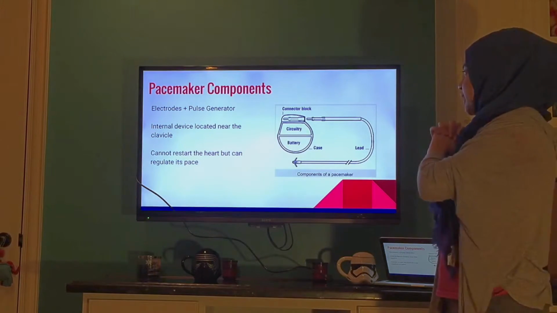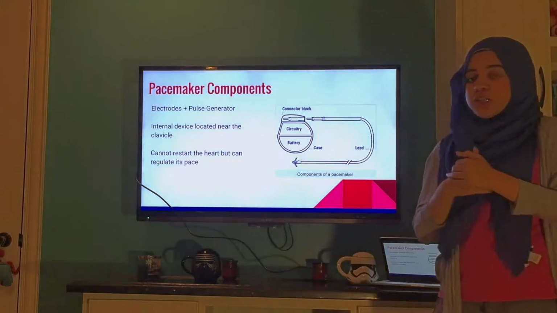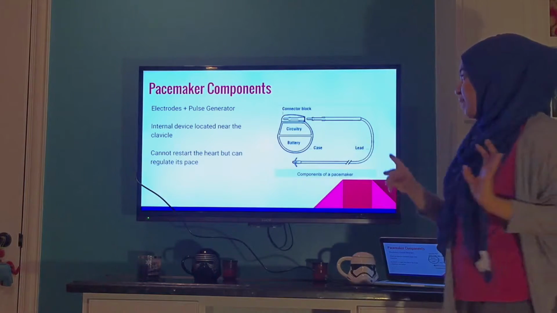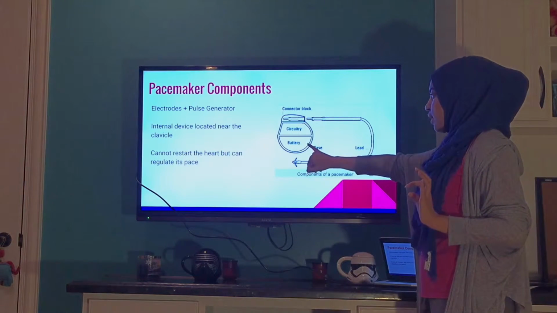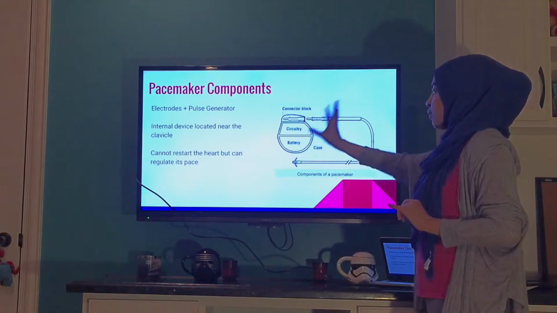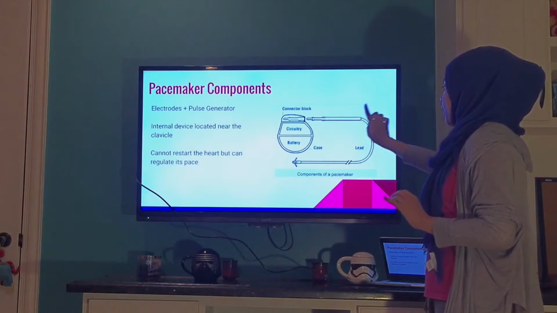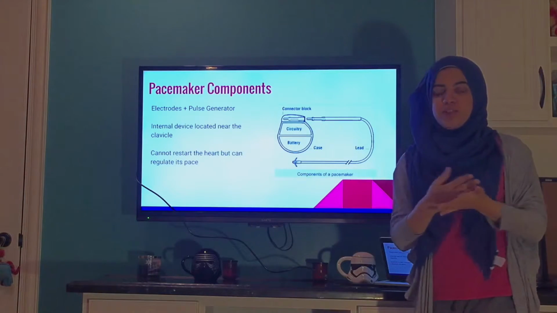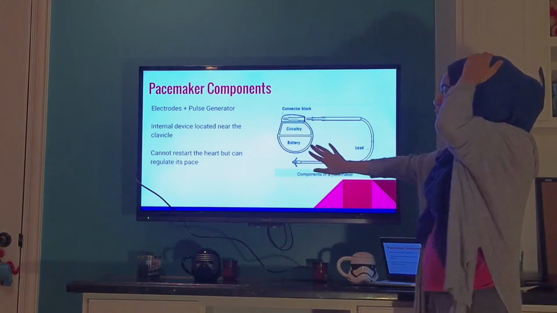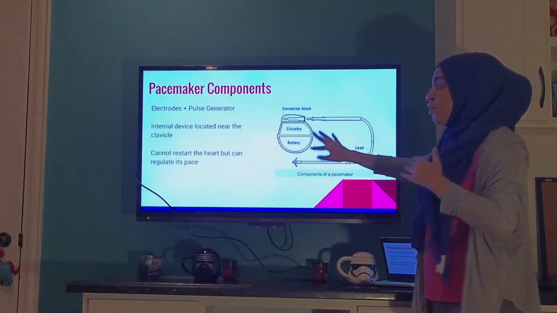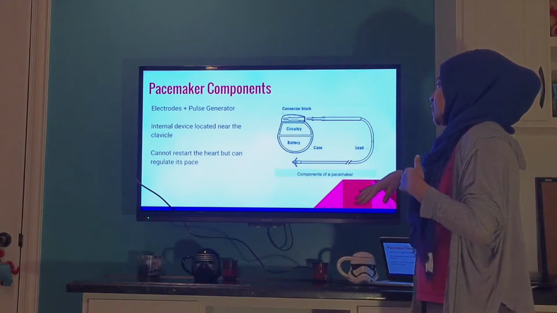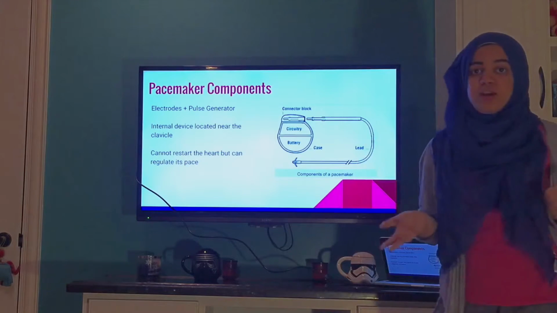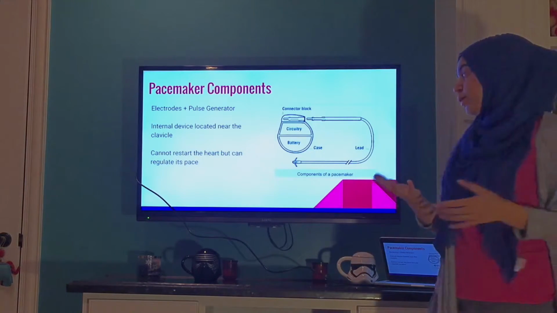The pacemaker is made out of electrodes and a pulse generator, and as you can see in this diagram, it's a really simple mechanism. It has simply a battery, circuitry, and a connector block within a case, and what comes out of that is the lead, which goes into the heart and sends those electrical impulses. The case sits near the clavicle, and the lead goes into the heart through the atria or the ventricles, depending on the kind of pacemaker, which I will talk about later.